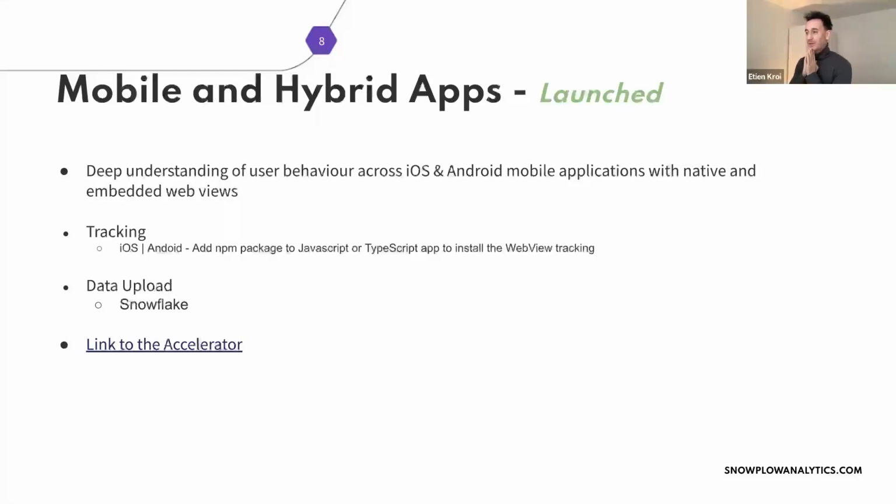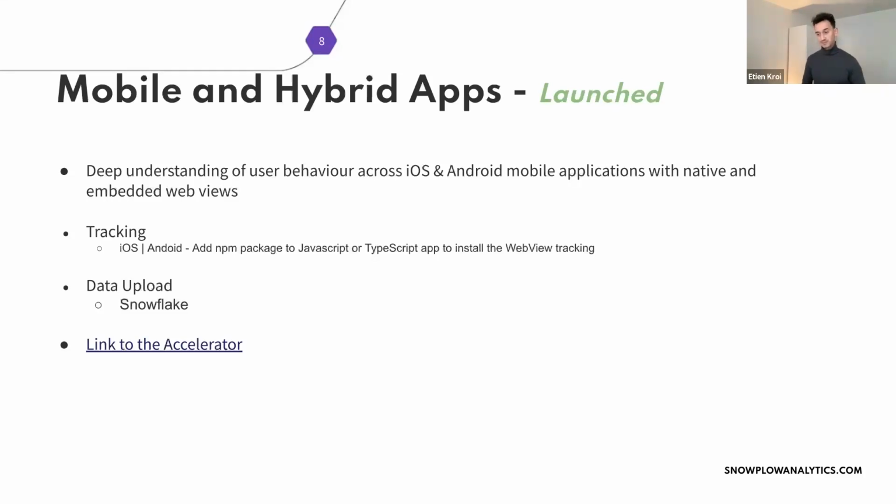We're talking about the mobile and hybrid apps in here. Again, you get a deep understanding of user behavior across iOS as well as Android mobile apps with native and embedded web views. So this one not only tracks everything in your mobile apps, it also covers web views. So I open an app, I click into a link, and a web view pops up within the app, right? So it's a mixture of these two.